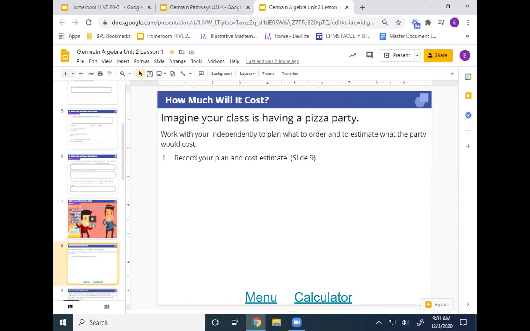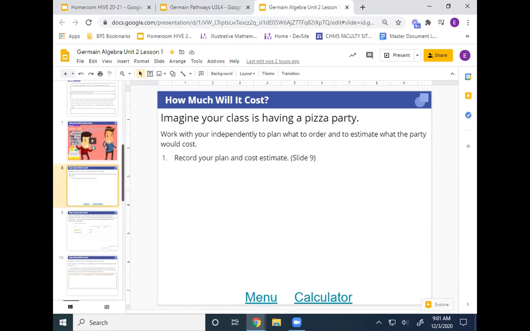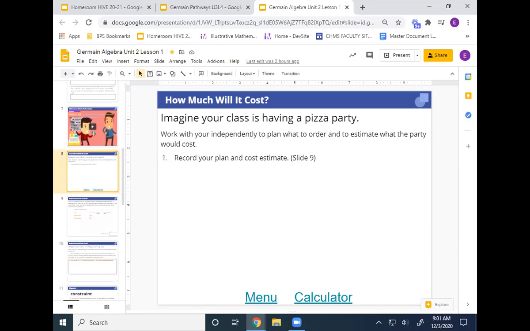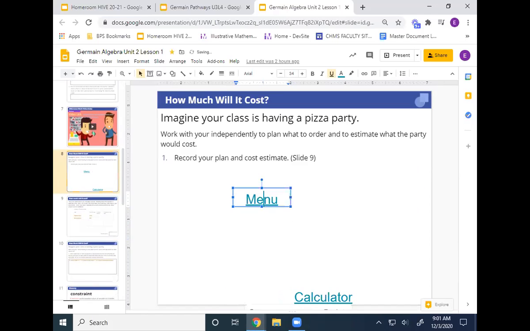You're working independently to plan what to order and to estimate what the party would cost. You're going to record your plan and estimated cost on slide number 9. Let me show you what that's going to look like. At the bottom here, you have a menu, okay? I just picked a menu for a restaurant in town.